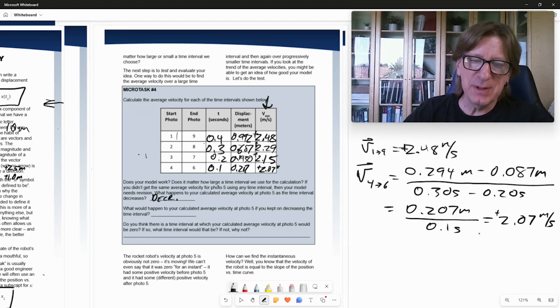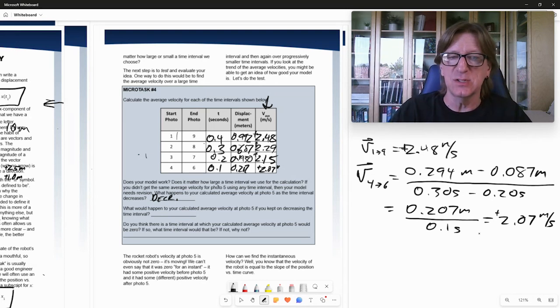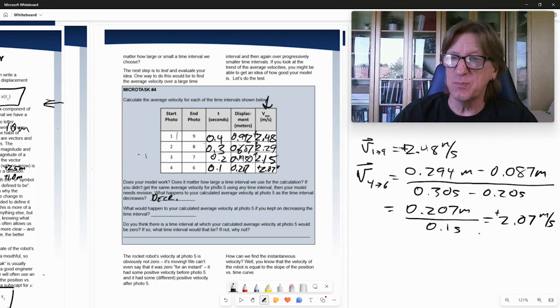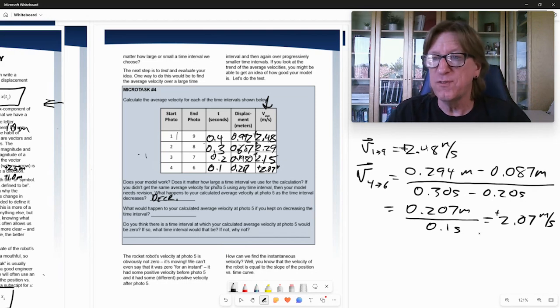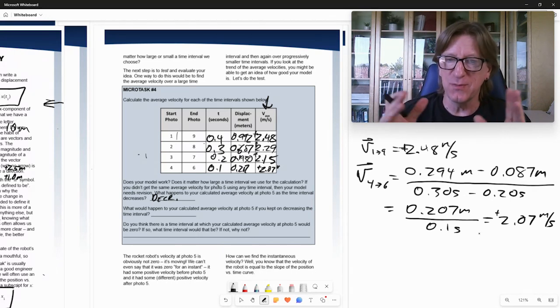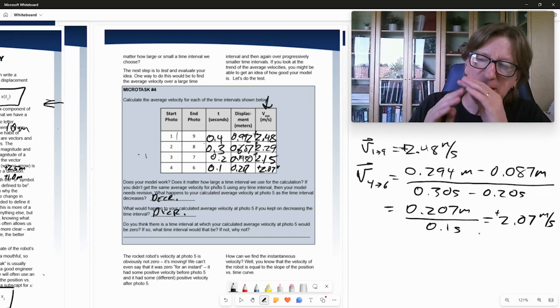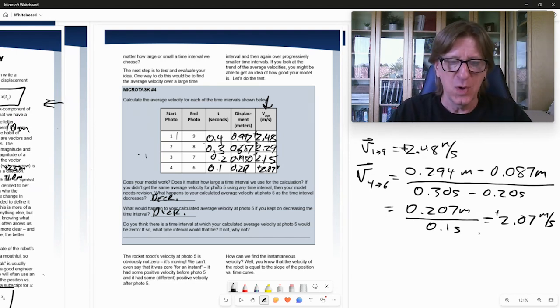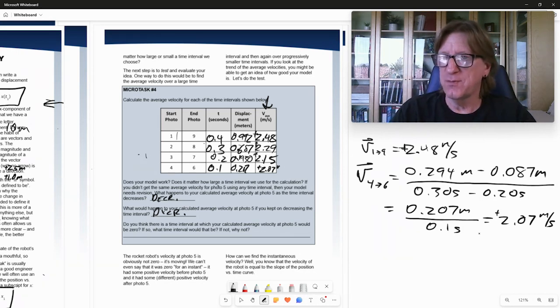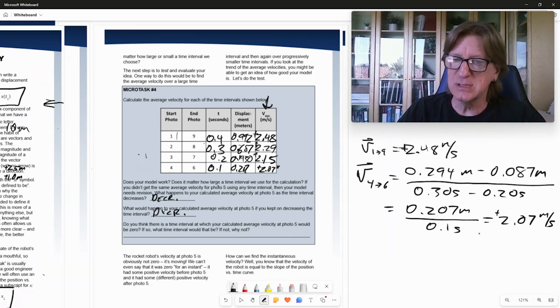So what would happen to your calculated average if you kept on decreasing it? So maybe below what we even have for these pictures. So maybe instead of 0.1, you figure out how to do an interval of 0.05. You've got a better camera and you figure out an interval between them and you figure out the displacement. What do you predict will happen to the velocity based on this trend? So if I go to 0.05 seconds, yeah, then my average velocity is going to decrease as well. So if I kept on decreasing that time interval, smaller and smaller, better and better cameras, would the average velocity at photo 5 go to 0 meters per second? You can see it's decreasing as I decrease the range in between. What do you think?